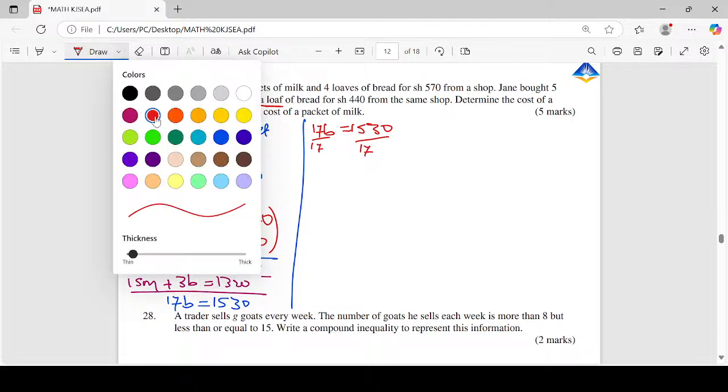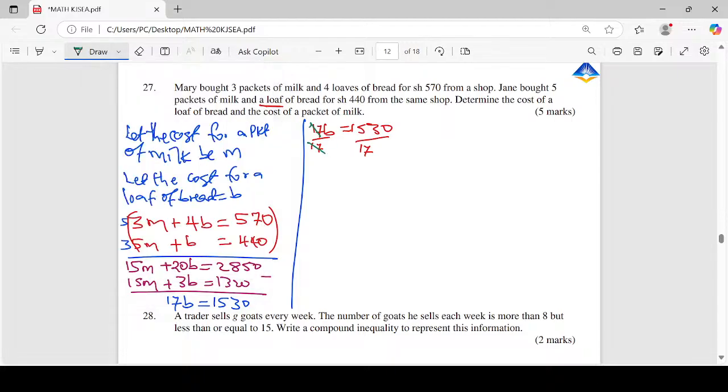When you do that division, the 17 and the 17 cancel. You are going to have b is equal to 1530 divided by 17. You are going to have b is equal to 90 shillings. Once you get the value of b, you substitute into your original equation.